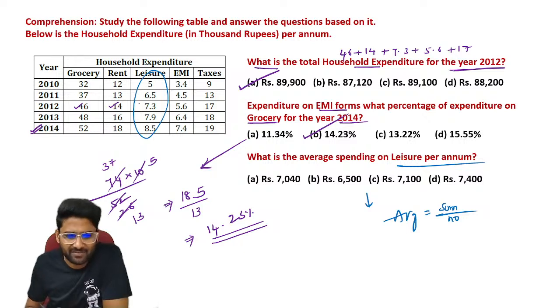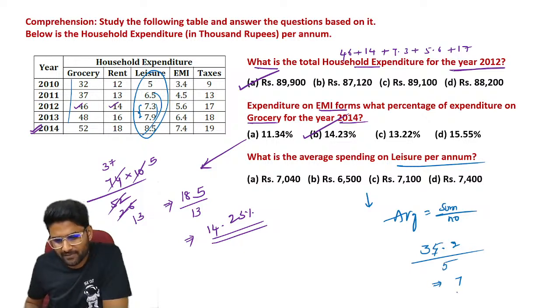5 plus 6, 11. 11 plus 14 is 25. 25 plus 8, 33 point. Again 5 plus 5, 10, then it becomes 34. 9 plus 3, 12. Again 35.2 divided by 5, since we have 5 years.